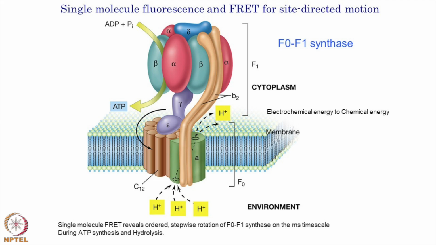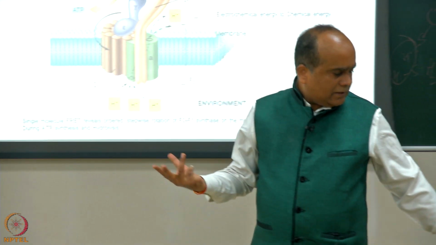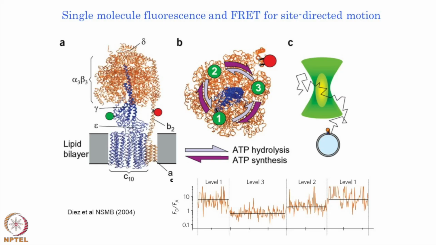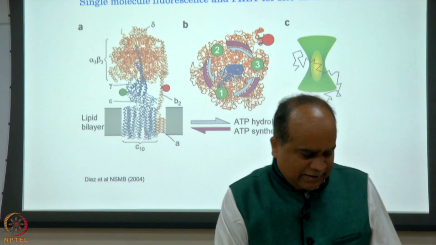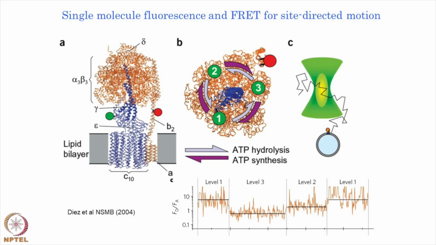Site directed motion means you have to put somewhere a fluorophore so that when the motor rotates it goes like this, right, and you can measure that in a time resolved manner. So that is what was done here. Two fluorophores were kept at this shaft, I would say, red and green, and when this shaft is rotating like this, the distance between them is changing, and you can plot it in a nice confocal volume. Here when they are rotating, you get it.